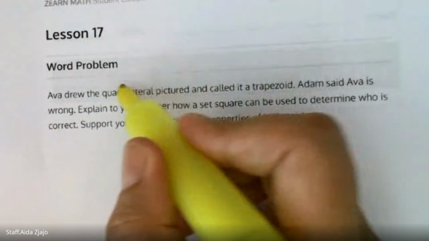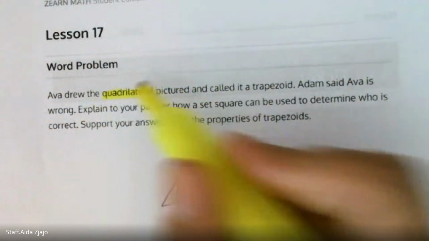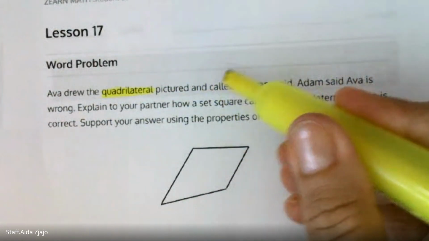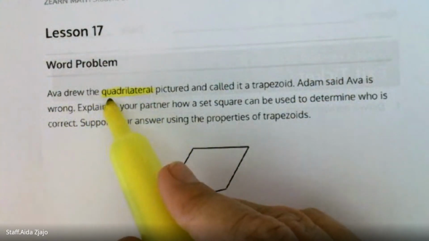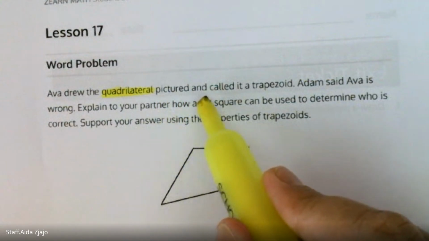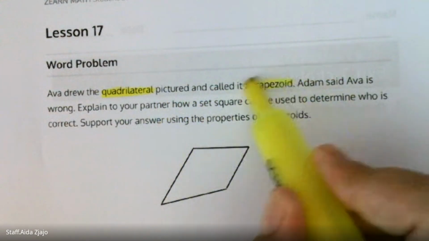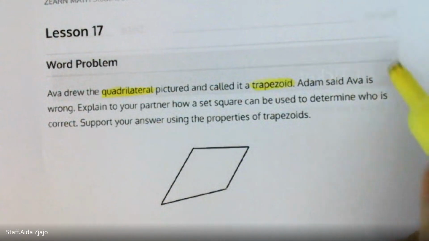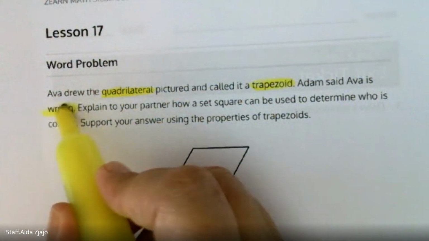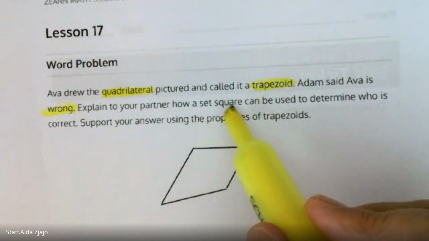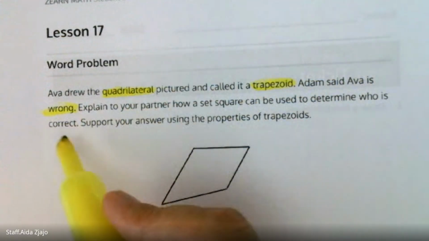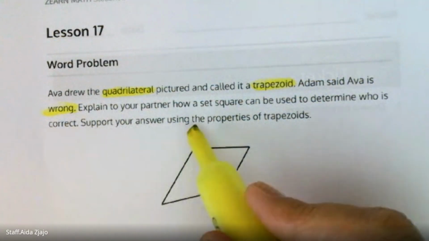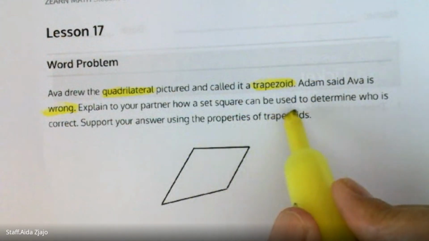Ava drew a quadrilateral, which means four sides. Ava drew the quadrilateral pictured and called it a trapezoid. Adam said Ava is wrong. Explain to your partner how a set square can be used to determine who is correct. Support your answer using the properties of a trapezoid.